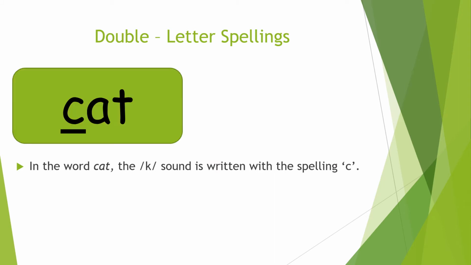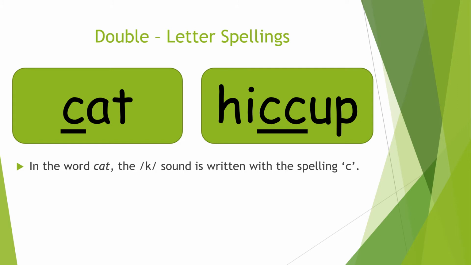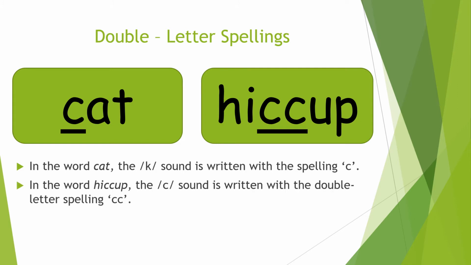Let's look at the word cat. The K sound is written with the spelling C, just one C. But in the word hiccup, you notice that the K sound is written with the double letter C spelling, CC.